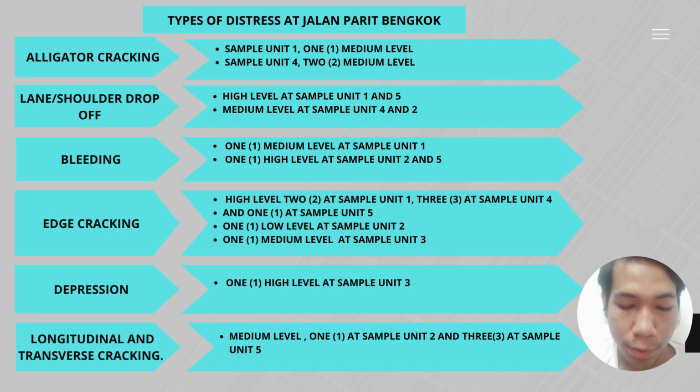Next is depression, with 1 high level at sample 3. And the last one is longitudinal and transverse cracking, with medium level 1 at sample unit 2 and 3 at sample unit 5.